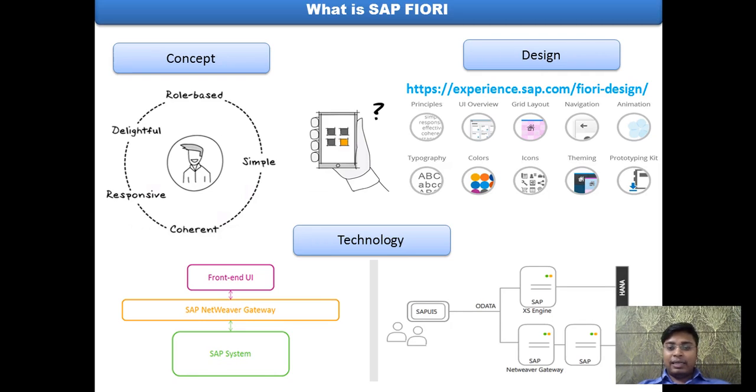In our design dimension, you can find all the design details in the mentioned link. It is a must to go through details like Fiori principles, navigations, animations, colors, and icons that need to be used for Fiori application development.